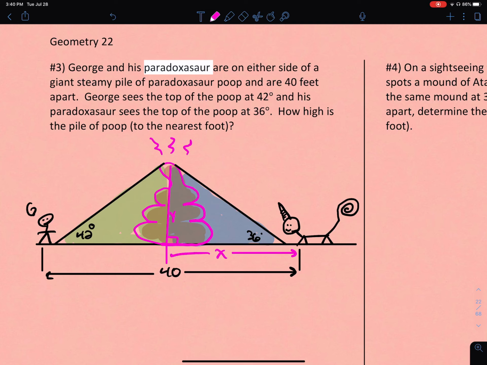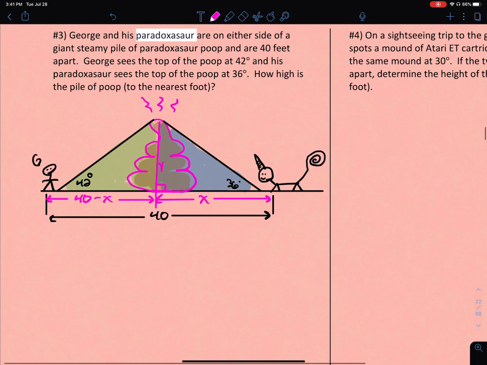If I said that, I didn't want to use another variable. What would the distance of George be to the center of the poop? The whole thing is 40. We have used x here. So in other words, George's distance plus x has to be 40. It's the segment addition postulate. So doing some algebra, we would get the distance that George is from the poop is 40 minus x. So if the Paradoxosaur is 10 feet from it, George would have to be 30. 30 and 10 is 40. Now we can make some equations and we can get some stuff done here.